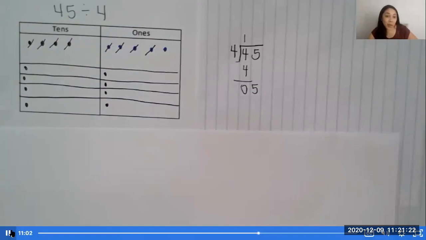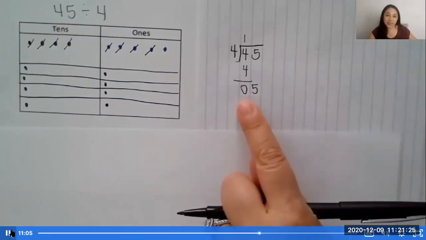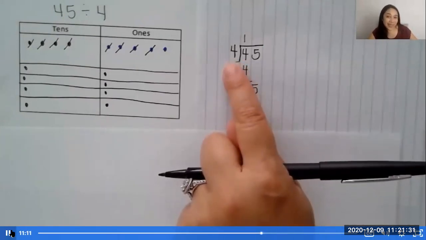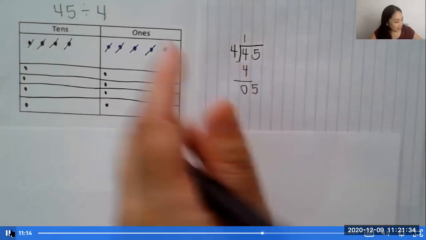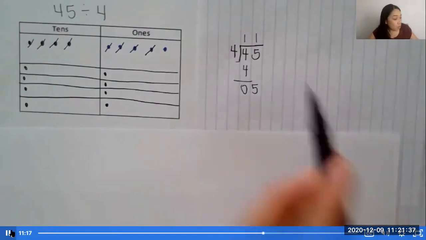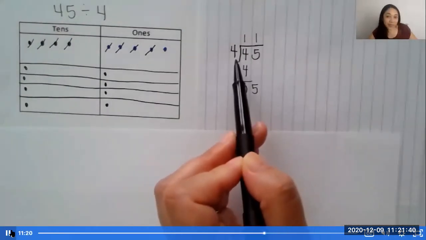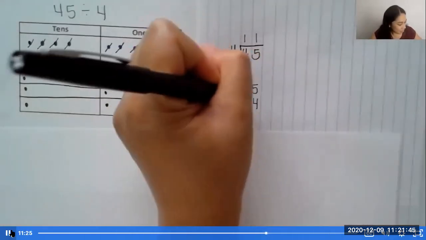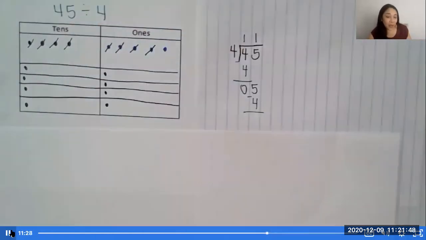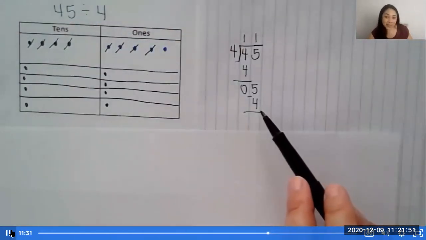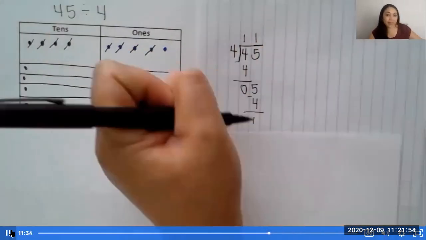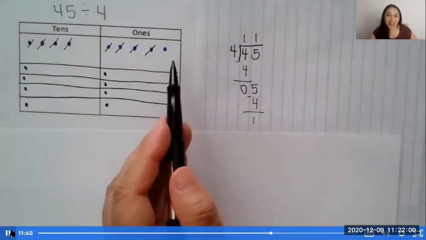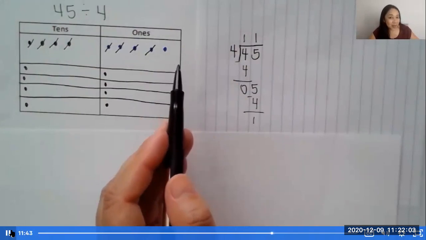How can we record what we just did using numbers? 5 ones divided by 4 is 1 one. 1 one times 4 is 4 ones. 5 ones minus 4 ones is 1 one. Hey, we also have 1 one left in the place value chart. Let's circle that 1 one. This is our remainder.